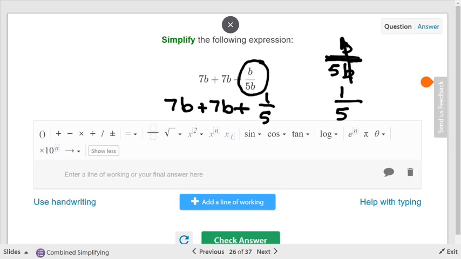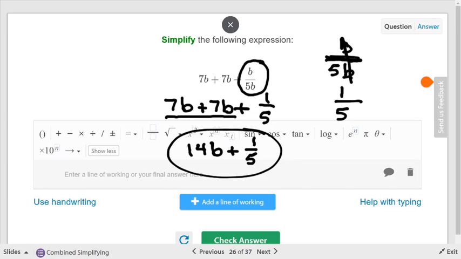Yeah? All right, now am I done? No, 7b and 7b will make what? 14b. Plus 1/5. That's your answer. Can I combine those? No. Because one is a b term and the other is a constant. Excellent. Okay? All right. Sorry to end off on that note, but yeah, there you go.